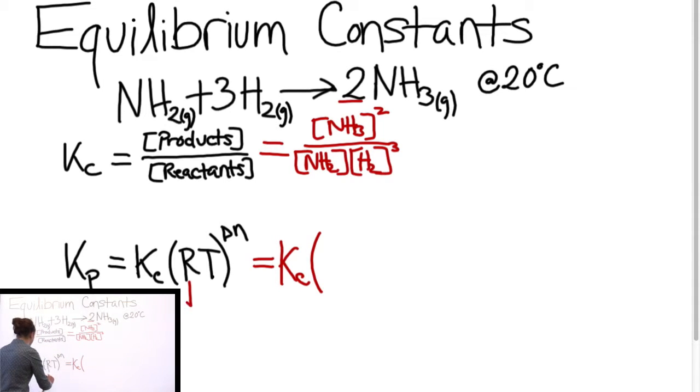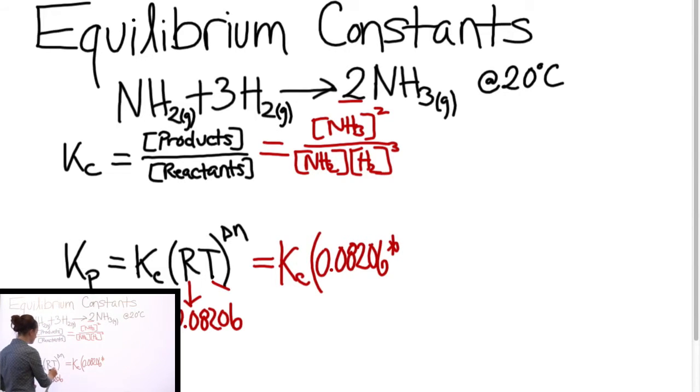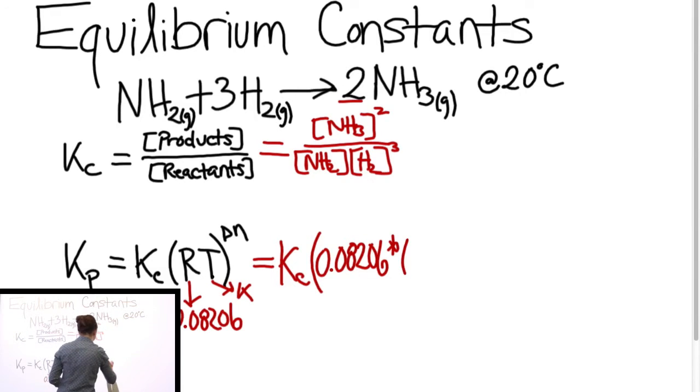The R that you want to use is 0.08206, because that's the one that gives you liters and atmospheres, because you're dealing with pressure. And then the really important thing to remember is that temperature has to be in Kelvin. So we're going to convert: 273.15 plus 20.